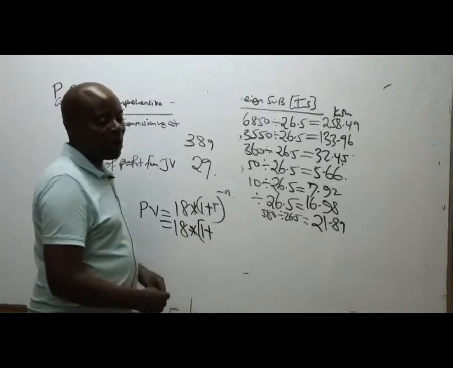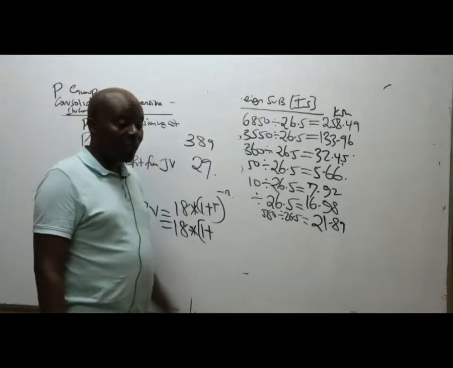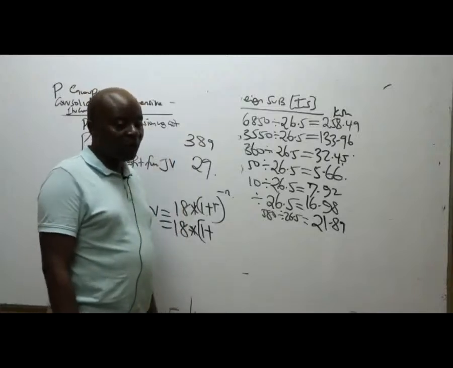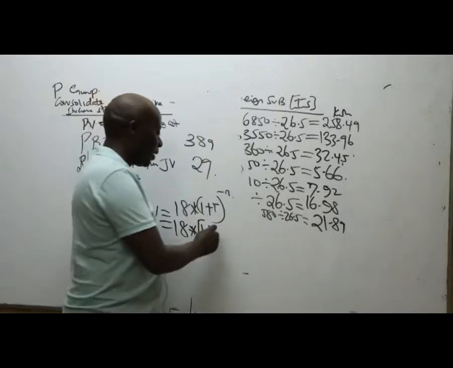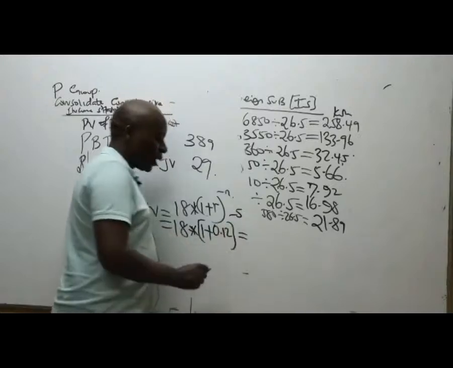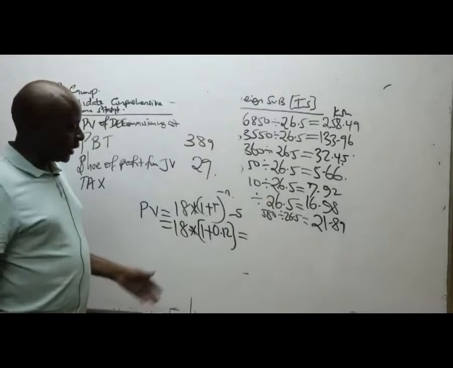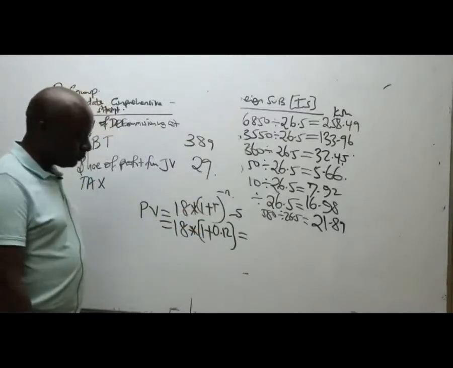Are you able to see our rate of discounting? It is 12%. So 1.12 raised to negative 5. Is there somebody who can give us this? It's 5 years, remember. Is there somebody who can give us this thing?